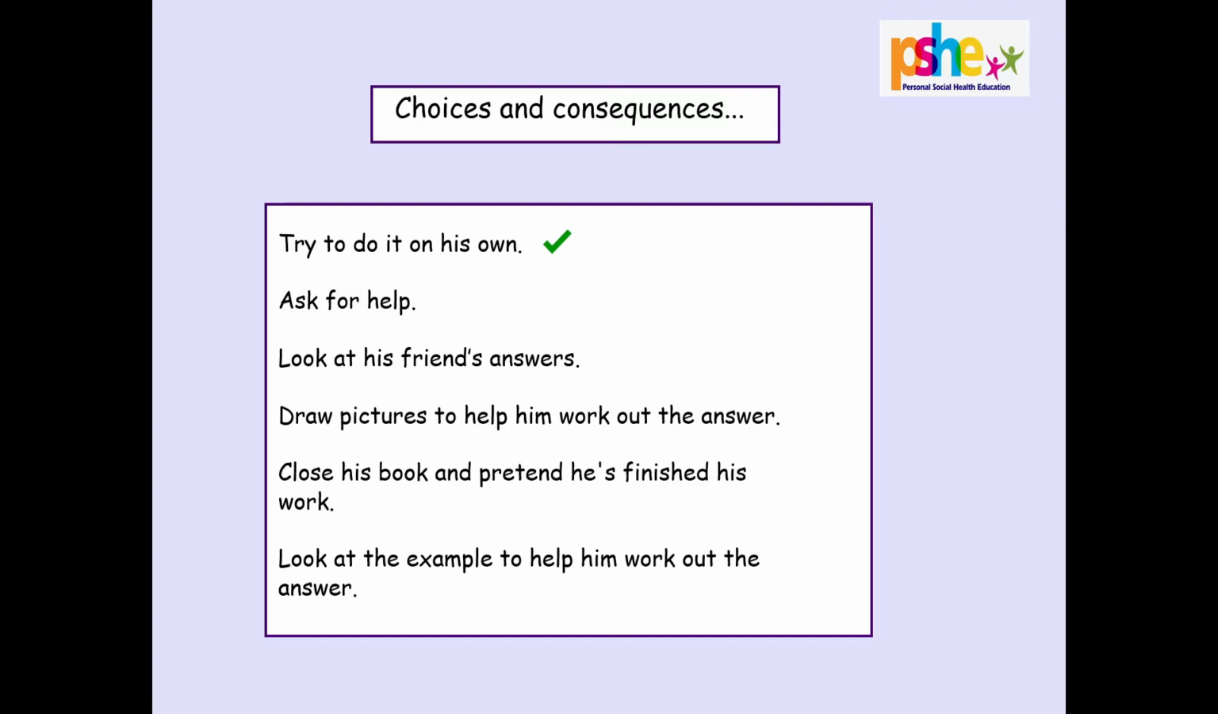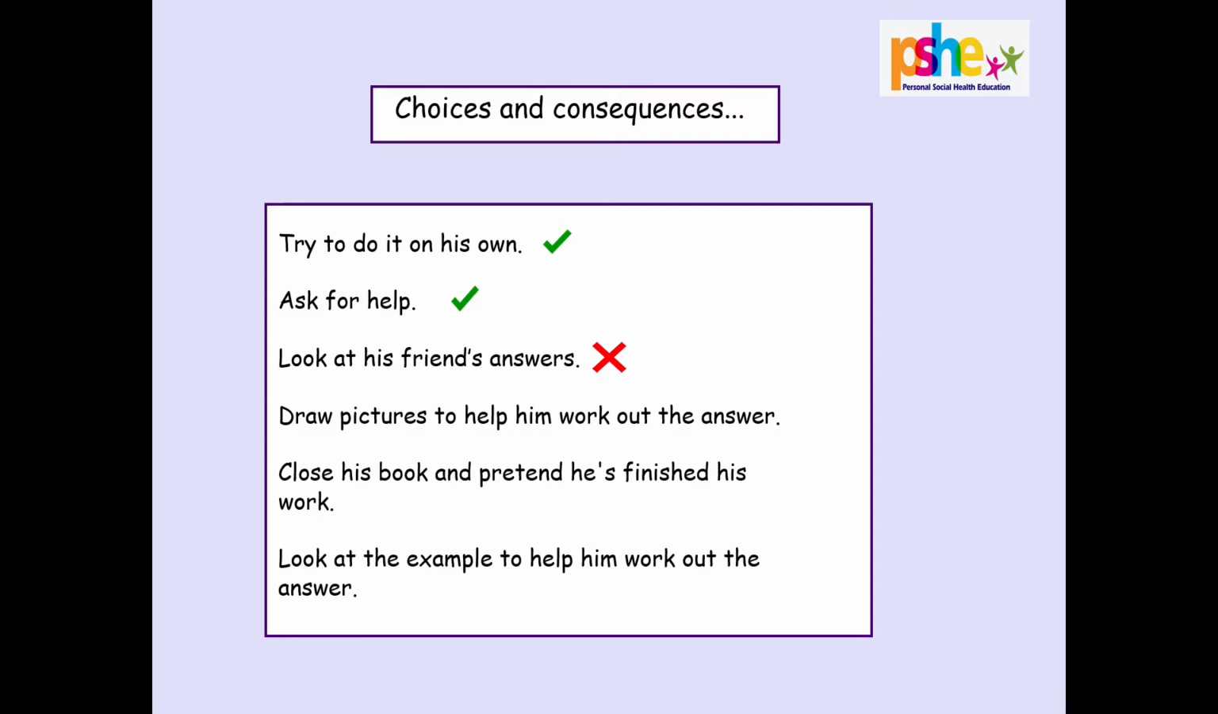If he still can't understand, then he can ask for help. Is that a good choice? Yes, it's a very good choice, because then the teacher or adult can explain to him how he needs to do his work. The next choice is, should he look at his friends' answers? That's right, that's a bad choice, because then he won't learn anything and be able to complete the questions himself.